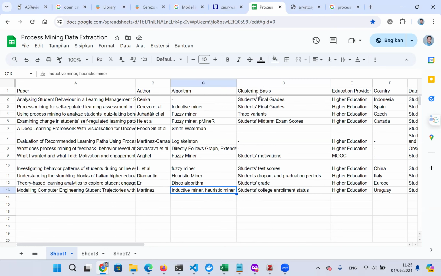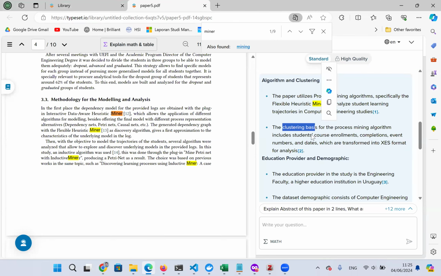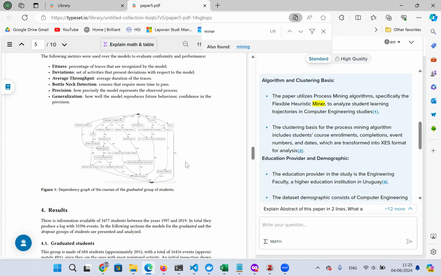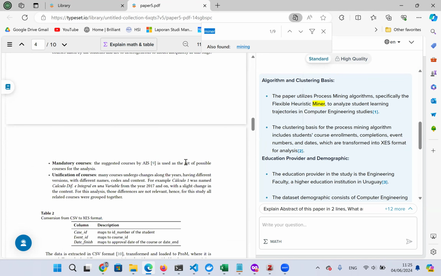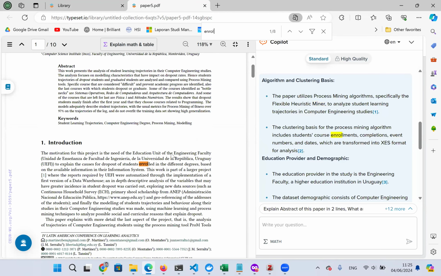Then let's move on to the clustering basis. It says that it is enrollment, completions, and so on. Let's check whether it is true or not. Actually, it should be enrollment. Let's see here.